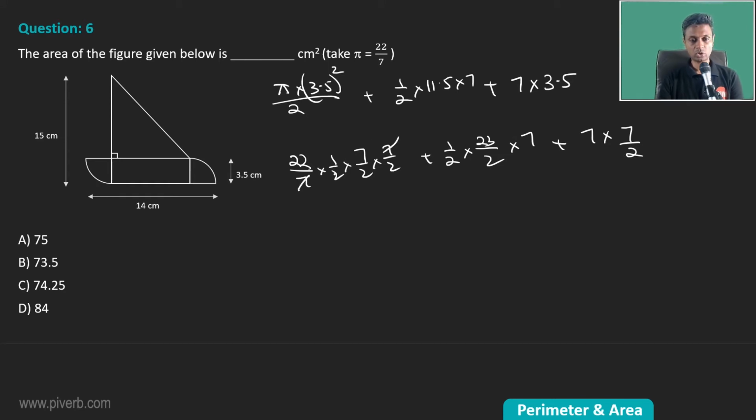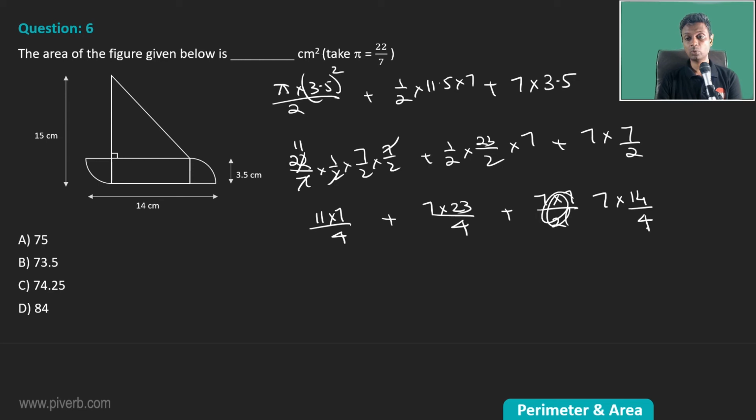1 7 gets knocked off. This becomes 11. This is 11 into 7 by 4 plus 7 into 23 by 4 plus 7 into 7 by 2. The 7 into 7 by 2, I'm going to write it as 7 into 14 by 4. Because a by 4 we can then take outside. So 1 by 4 we can take outside.